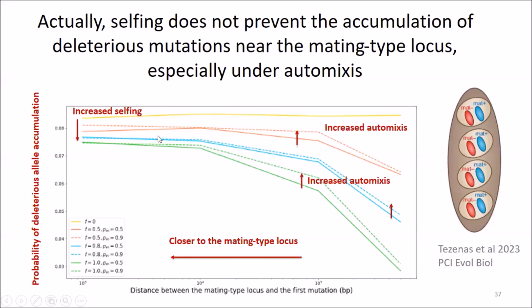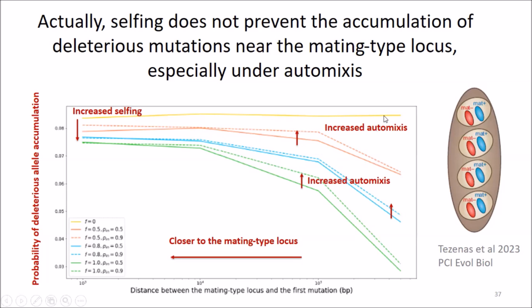So because the mating type locus is always heterozygous, it shelters a bit of deleterious mutation, and it allows deleterious mutation to accumulate just in the margin of the mating type chromosome. So you have here the distance to the mating type locus. When you're closer to the mating type locus, even with selfing, you can still have deleterious mutation accumulating.